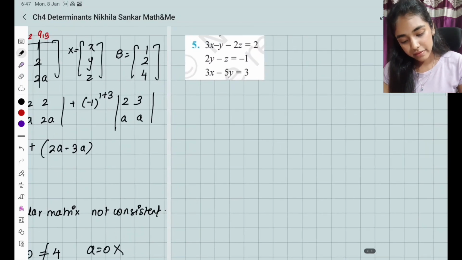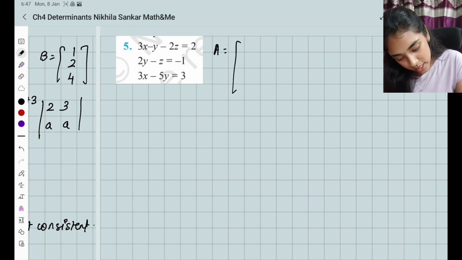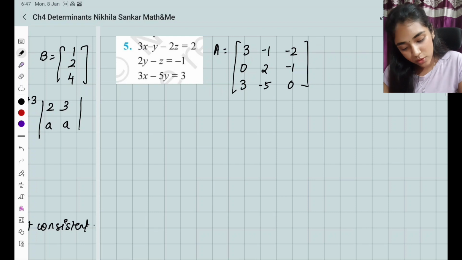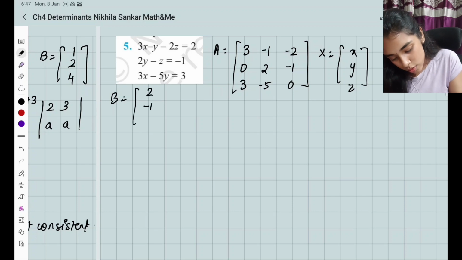Now question number 5, again you have to find the consistency. So let me write the matrix A. A is going to be 3 minus 1 minus 2. Then here there is no x coefficient, so 0 2 minus 1. Then here it is going to be 3 minus 5, there is no z coefficient, so this is also going to be 0. And X matrix is going to be X, Y, Z. And B matrix is going to be 2, minus 1, 3.